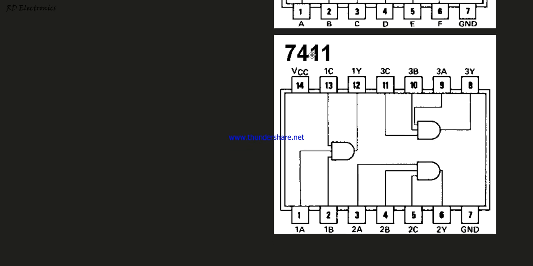Next one is 7411. This is a 3 input AND gate. There are 3 AND gates, each with 3 inputs. Pins 1, 2, 13 are inputs, 12 is output. This is 7411. Pin number 7 is ground, and plus VCC is connected to pin number 14. Pins 9, 10, 11 are inputs, 3, 4, 5 are inputs, and 6 and 8 are outputs. Why 3? Because the first 3 represents 3 AND gates, and the next 3 means each AND gate has 3 input combinations. So this is the 3 input AND gate 7411.